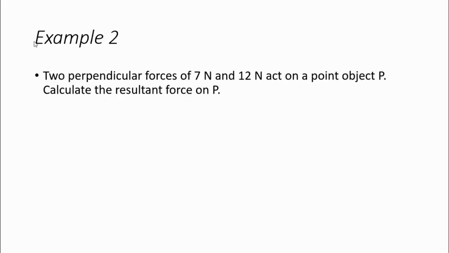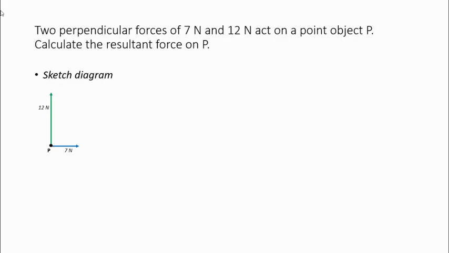A quick example: two perpendicular forces of 7 newtons and 12 newtons act on a point object P. Calculate the resultant force on P. No diagram is given, but you will sketch a diagram and make reference to that diagram in your answer as necessary. So all we're told is that the two forces are perpendicular to each other. So we make a sketch, not drawn to scale, just labeled accordingly, 7 newtons and 12 newtons.